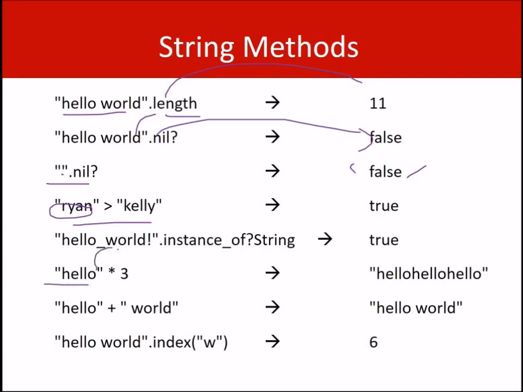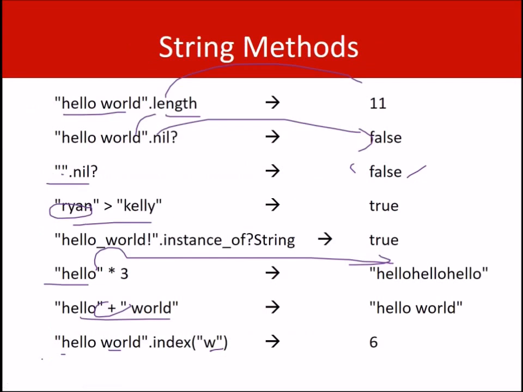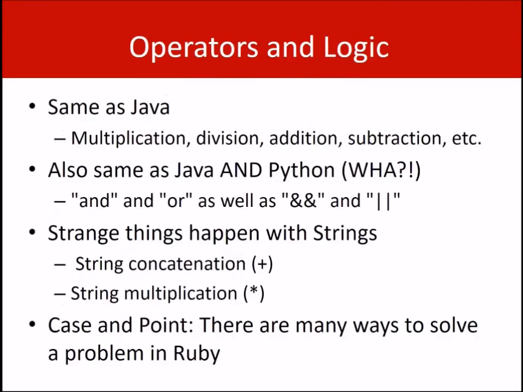Simple multiplication by 3. Then you can just add using plus, and you can just use dot index. Where is W? You can see it is at the 6th position. 1, 2, 3, 4, 5, and 6th position. Actually, it starts with 0, and that is why it goes to 6. We count this space also.